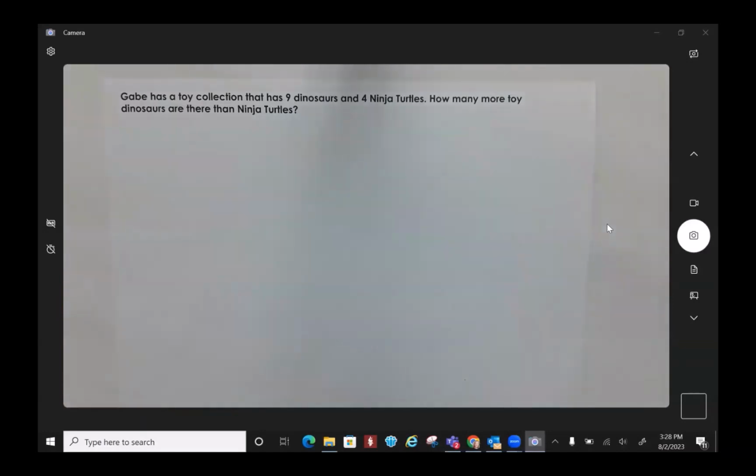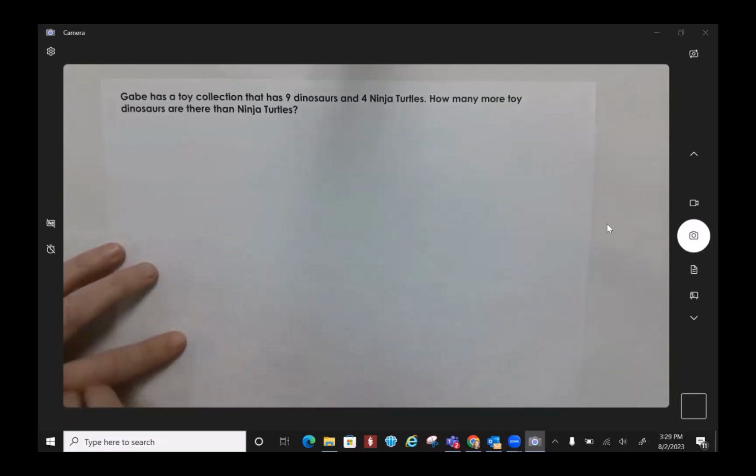For our next instructional strategy, we are going to make the connection between concrete and representational drawings with a comparison problem where no action is taking place. All right, so we have our problem, and I'm going to read it and think through it a little bit before I start doing any math. So Gabe has a toy collection that has 9 dinosaurs and 9 Ninja Turtles. How many more dinosaurs are there than Ninja Turtles?